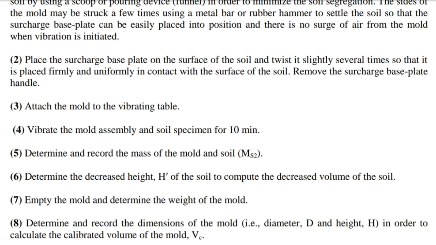6. Determine the decrease in height, H', of the soil to compute the decreased volume of the soil. 7. Empty the mold and determine the weight of the mold. 8. Determine and record the dimensions of the mold, that is diameter D and height H, in order to calculate the calibrated volume of the mold, Vc.